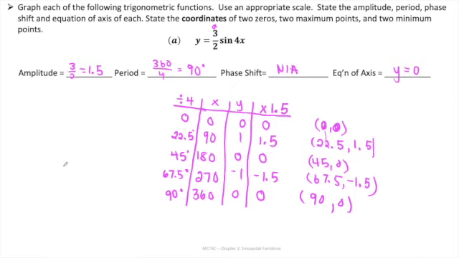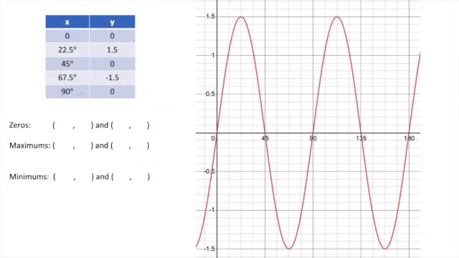So I'm going to go to the next slide. This is just our final. Those are the points that I just wrote down, okay? Those are the final points. So we're going to go ahead and graph them.